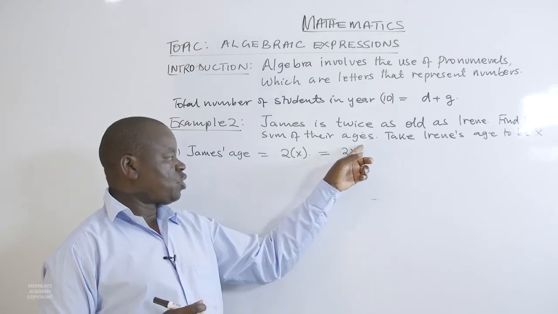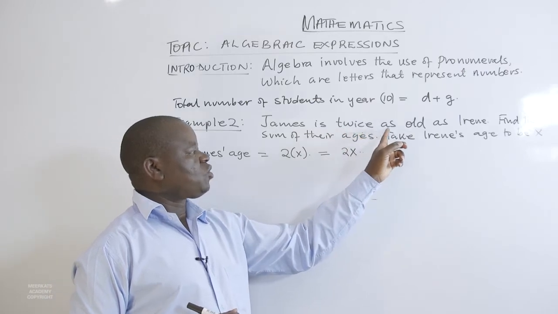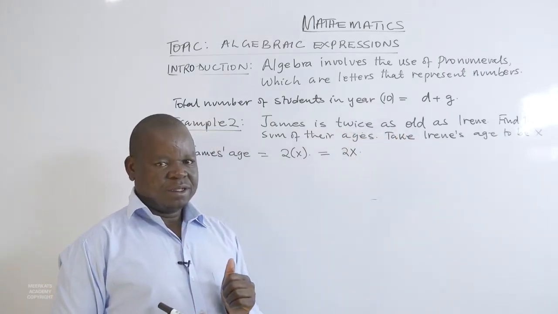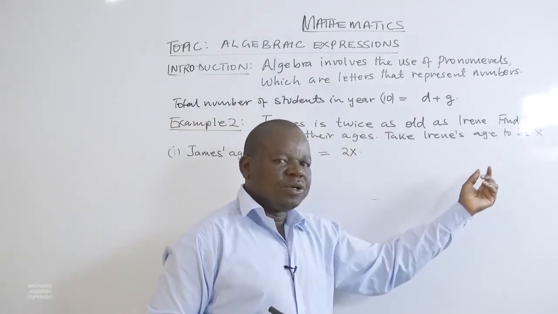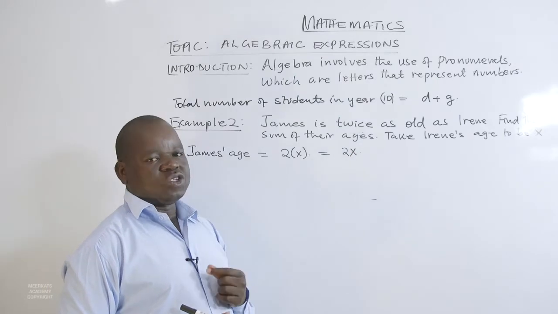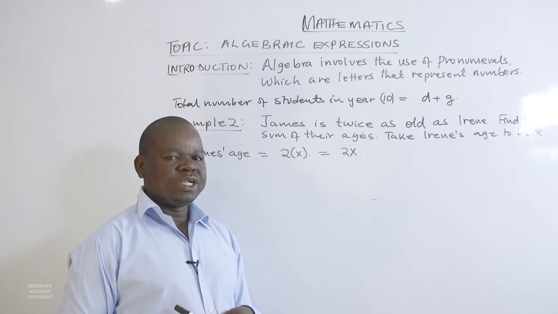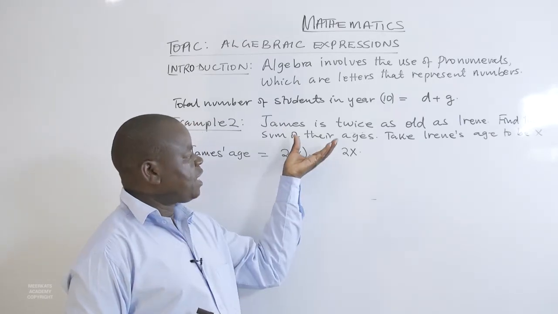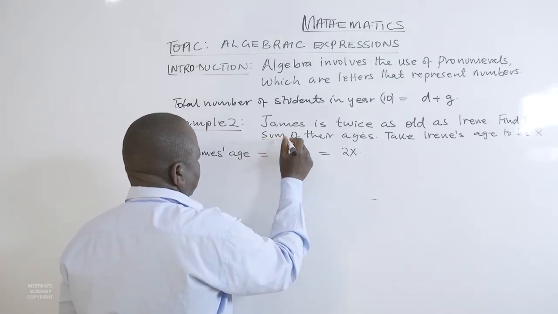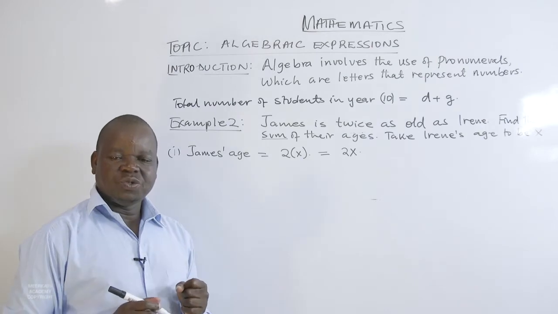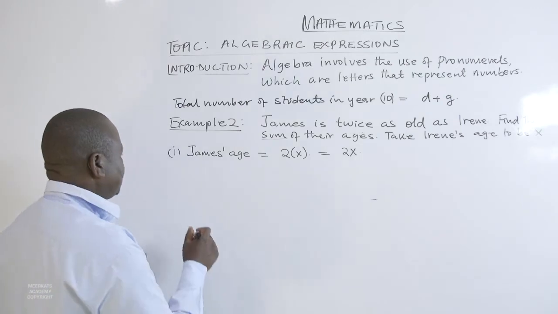And this is the mathematical statement that tells us that James is twice as old as Irene. So when he is twice as old as Irene, but Irene's age is x, then James' age is 2x. Once we have defined the ages of the two persons, we can now just find the sum. And the sum here just means numerically addition. We add the two ages to get the sum of their ages. Are we together?